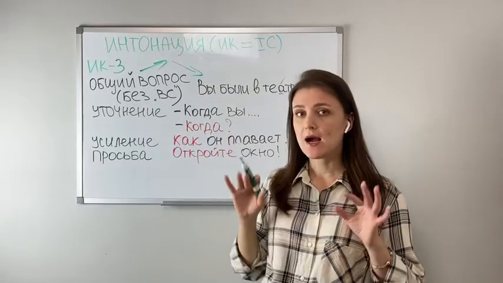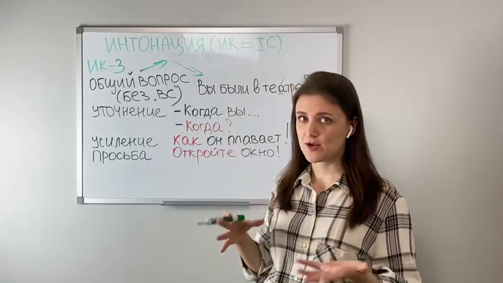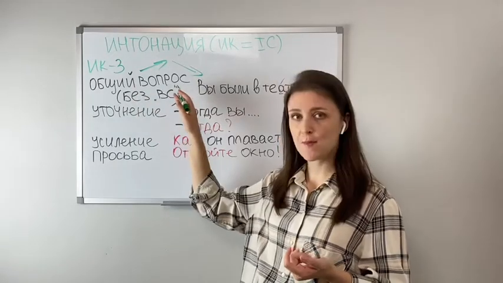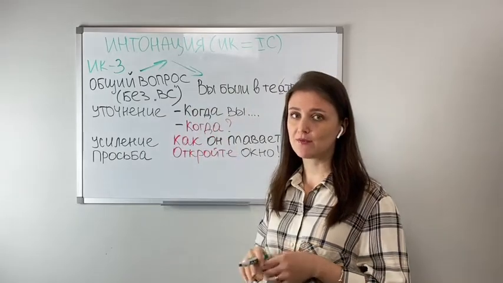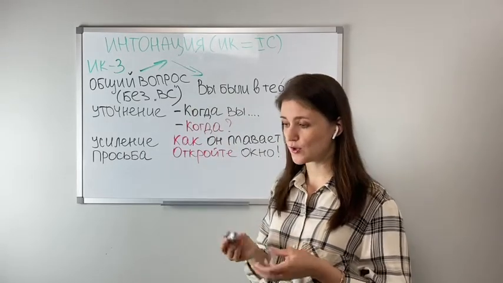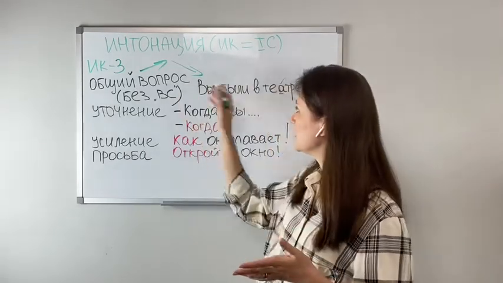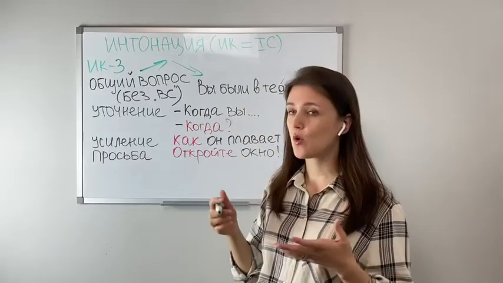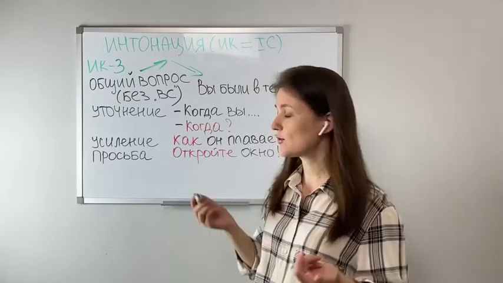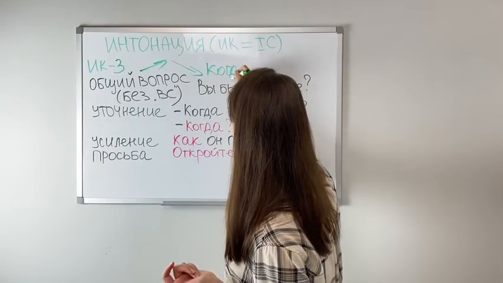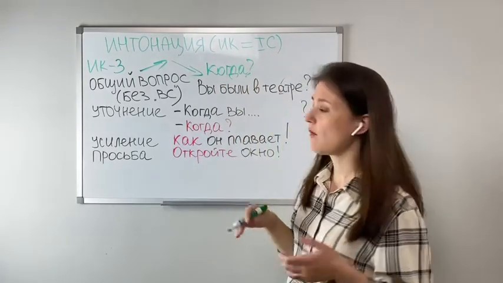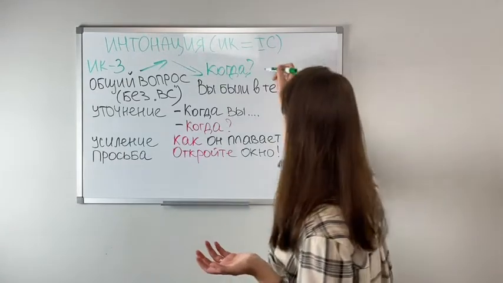When we have a general question, общий вопрос, без вопросительного слова, without a question word. We don't have question words here, когда, for example. Or где.